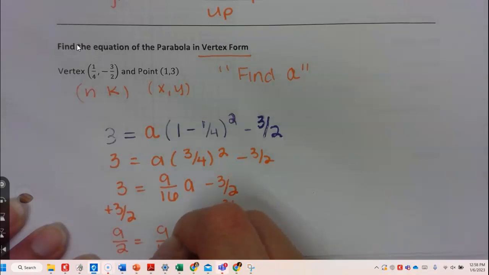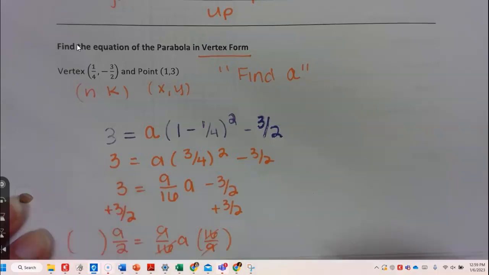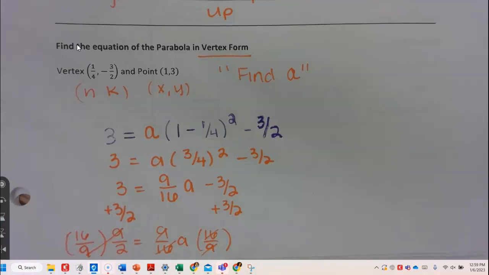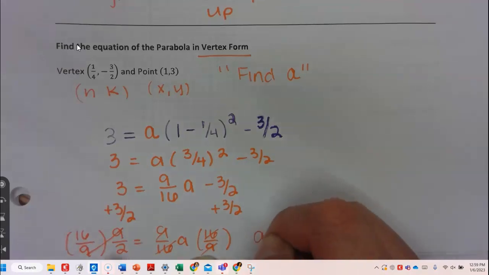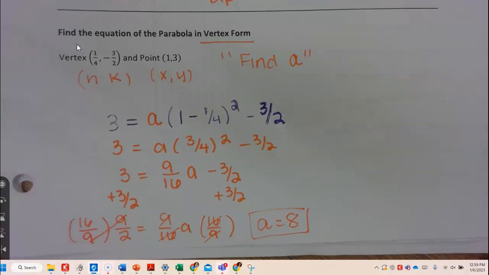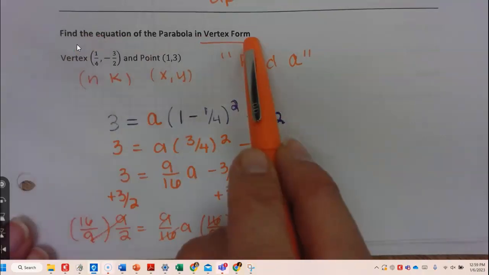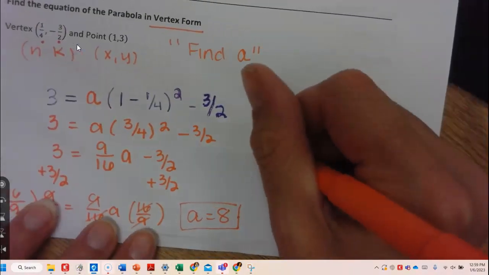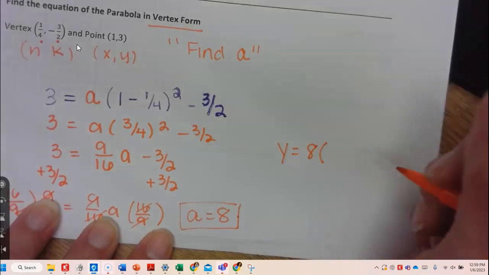And then you're going to multiply by your reciprocal. And what's super nice is that when you multiply by the reciprocal, the 9's cancel. And you get 16 divided by 2, which is 8. Solving for A, though, isn't what the problem asked for. It asked you for the equation in vertex form. So you're going to take your A, take your H, take your K, and plug it in to vertex form.